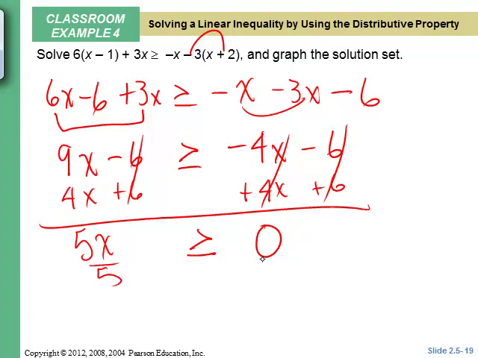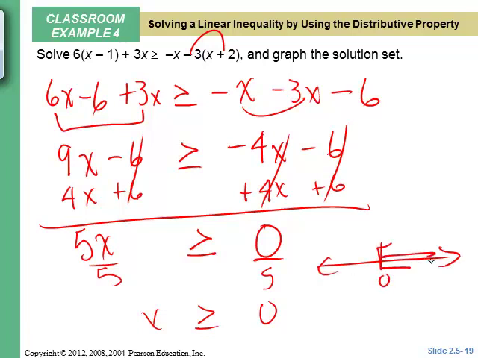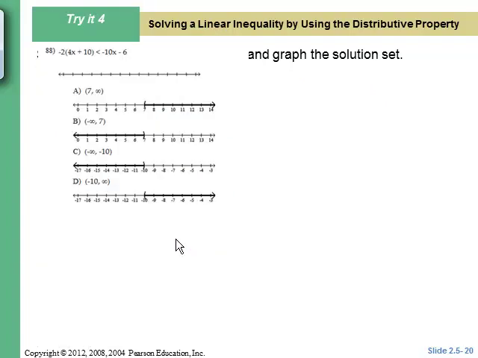Divide both sides by 5. X is greater than or equal to 0. On our number line here is 0, bracket towards the right, bracket 0, comma, infinity, close parentheses. Okay. You do this one.